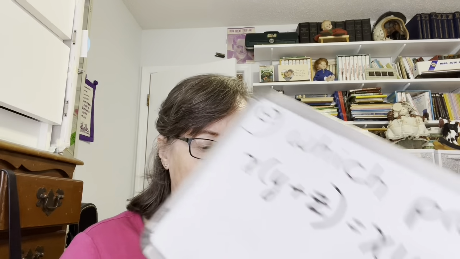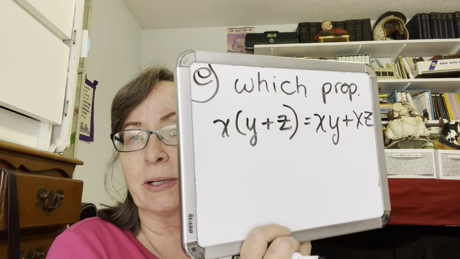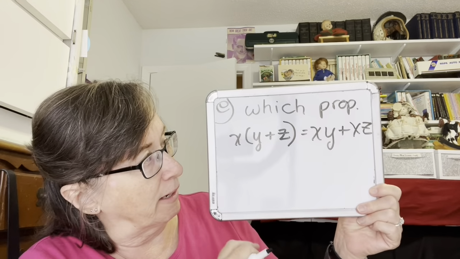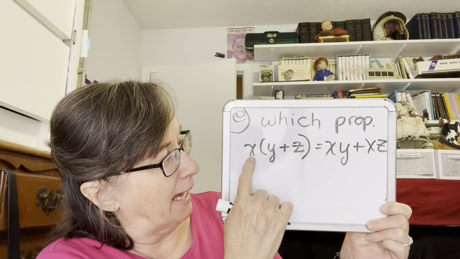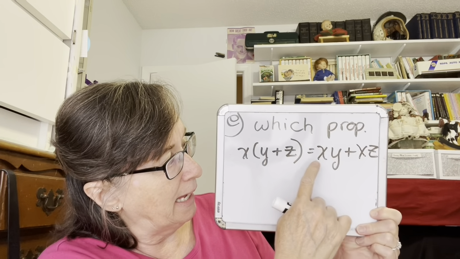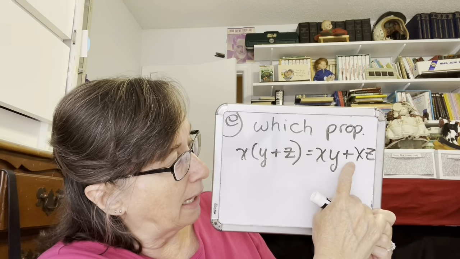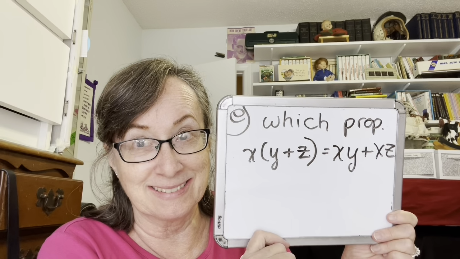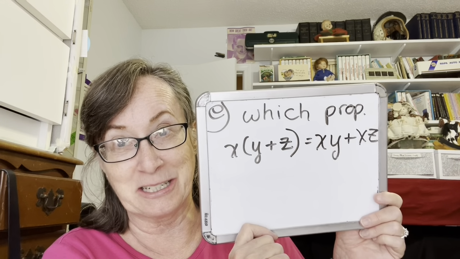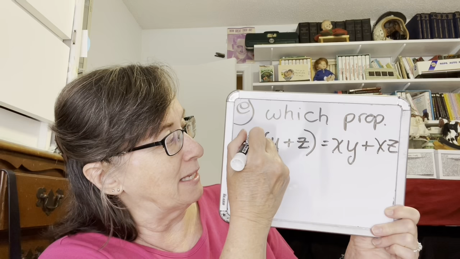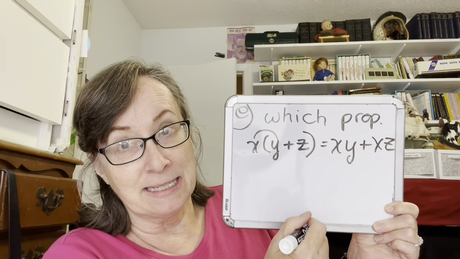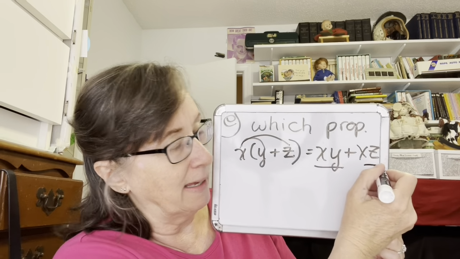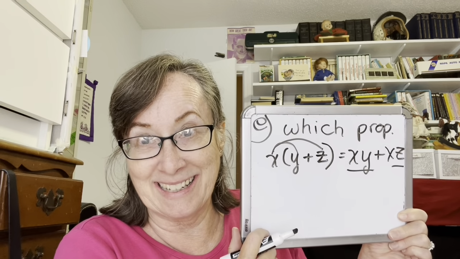Okay, E says, which property is this demonstrating? Okay, illustrated. So here we have x times y plus z is xy plus xz. And that is the what? What we've been studying this whole lesson, the distributive property. Because if I take x times y and x times z, that's called distributing, isn't it?